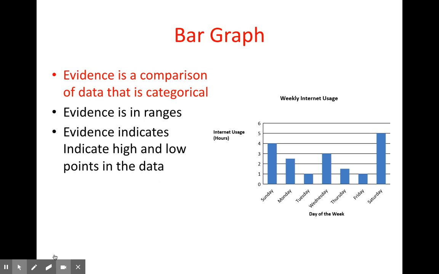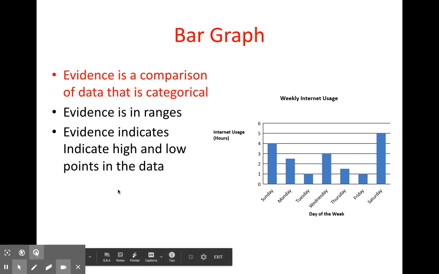So for example, Sunday. You can't have half a Sunday. You can't have half a Monday. The day is either Sunday or the day is either Monday. You can't have anything in between. So that's our bar graph.